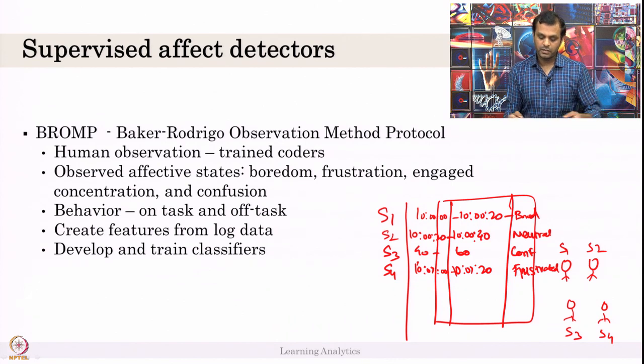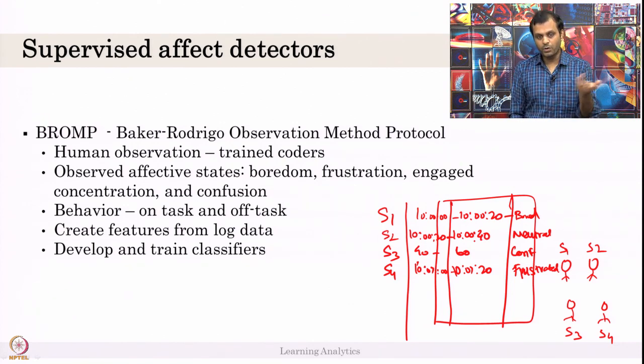But here they observe the humans, not just the facial expression, but a holistic approach: the student's interaction with the system, the gestures, the screen, what they are working on, whether they are talking to a peer. All this information is observed, then the emotion is noted down. Why 20 seconds? That's a very good question. They want to observe at least 20 seconds and then mark the emotion.